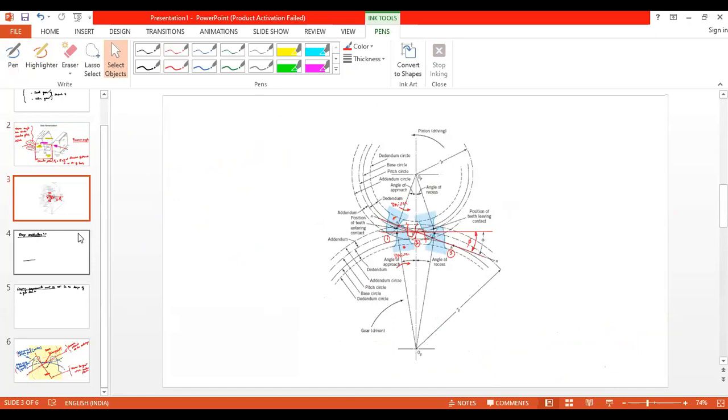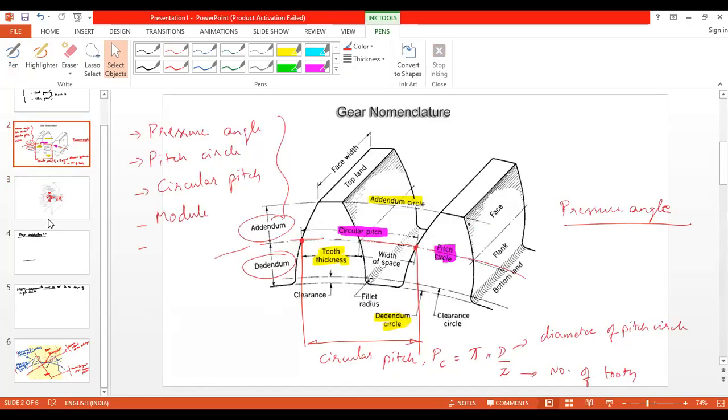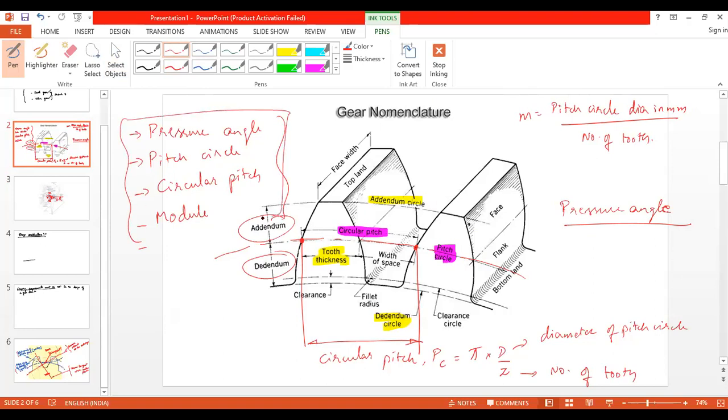And the next term is module. Module is the ratio of the pitch circle diameter in millimeters divided by the number of teeth. Okay, these are some of the very basic parameters which are required in the design of gears.